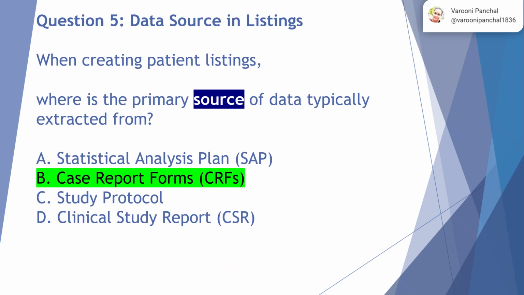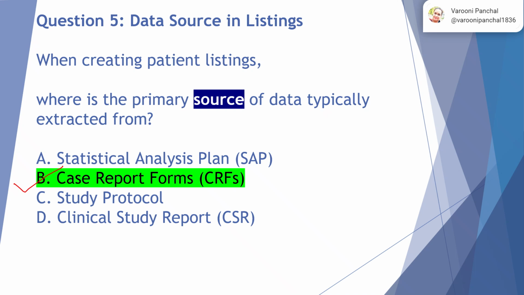Question 5, data source and listings. When creating patient listings, where is the primary source of data typically extracted from? Now if you are in clinical trials, you know very well that the data primarily comes first from the CRF, the way it is designed and the way it is collected. So the correct answer is B.